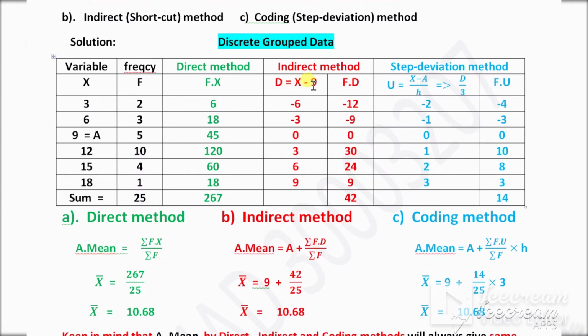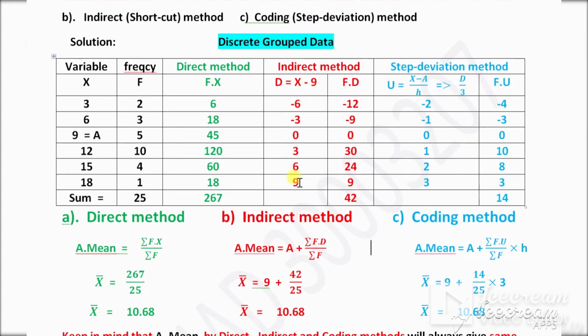So a is an assumed value that we will always consider from x. You can say anyone is an assumed value. So for example, 9 is the assumed value in this question, so a is equal to 9. So x minus 9. What does this mean? Subtract 9 from each number of x. 3 minus 9 is minus 6. 6 minus 9 is minus 3. 9 minus 9 is 0. 12 minus 9 is 3. 15 minus 9 is 6. 18 minus 9 is 9.